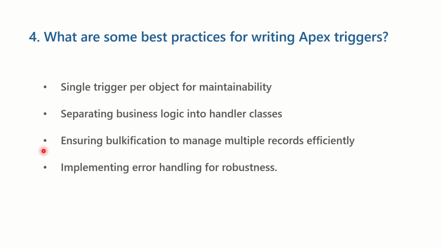Then the third best practice is, we have to ensure bulkification. So your trigger should not just work for a single record, the logic should work for bulk records. The logic should be able to handle bulk 1000, 10,000 records effectively without hitting any governor limits. So the code should be bulkified, and then you have to implement error handling. So from start to end: single trigger per object, move the logic to a handler class, bulkify it, and make sure to add error handling in it.